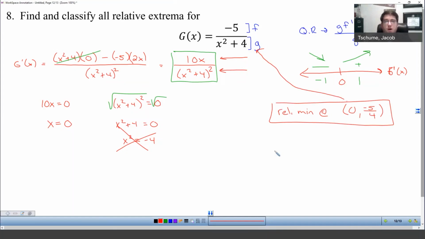Big thing to get from this problem before I go on to the last problem for this video: when you take the derivative and it's in fraction form, you have to set both the top and the bottom equal to 0, or you may miss a critical number.